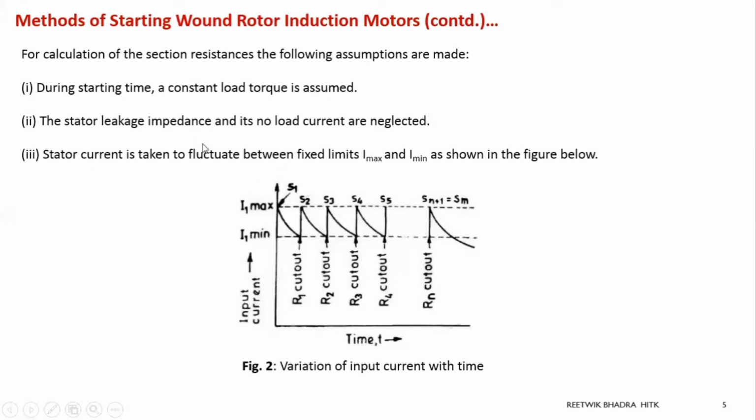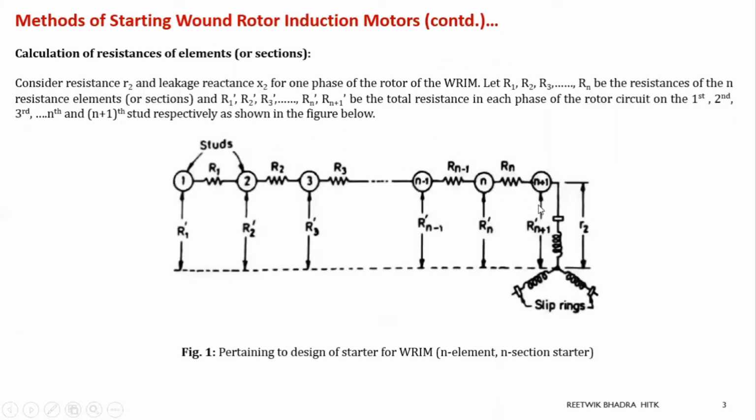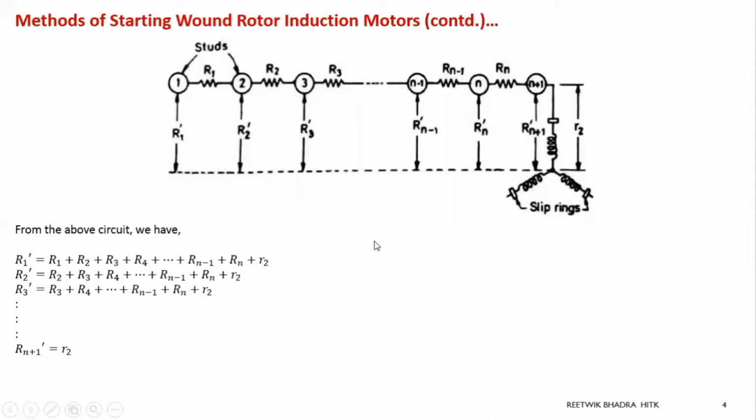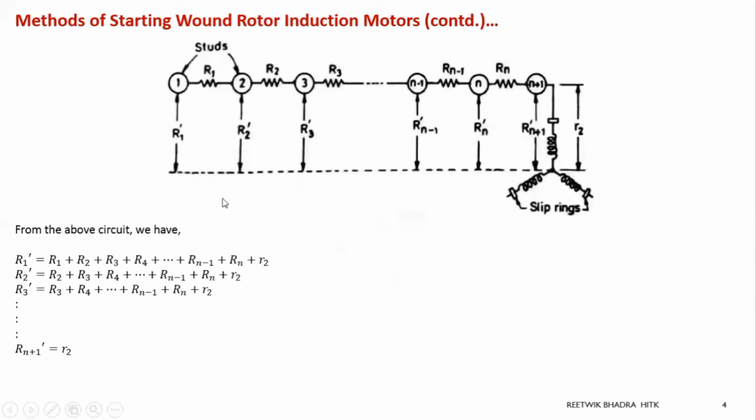Now, stator leakage impedance and its no load current are neglected. That's why I have told you this X2 part, the leakage impedance, stator leakage impedance, and all are neglected. Okay, this rotor leakage impedance is also neglected. All impedances are neglected, and it is considered as a resistive circuit. And the current, because of this resistance which we are changing now, first the resistance, total resistance was this one. Second, the total resistance for this one.